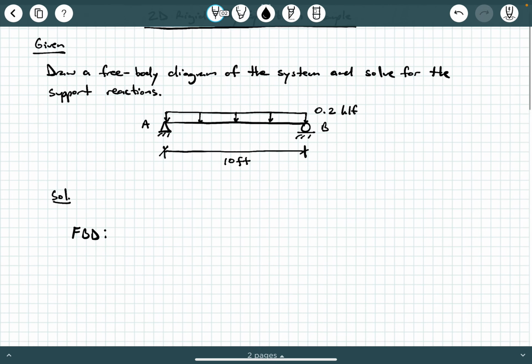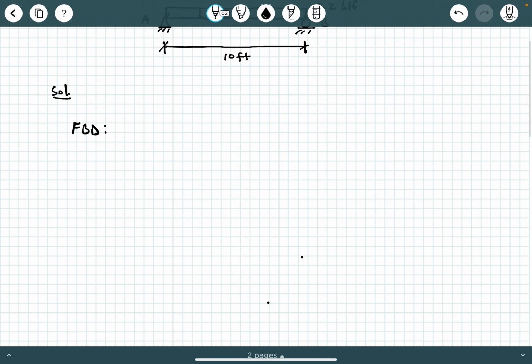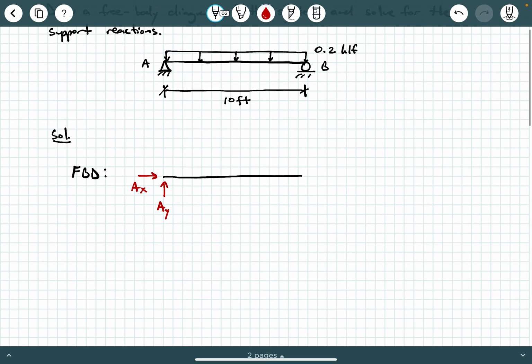So if we draw this free body diagram, we're going to have the beam segment here, and we're going to draw the support reactions. So at an external pin support, we have a vertical reaction and we have a horizontal reaction. So we're going to label those AY and AX. And remember, at a roller support, what do we have? We have a normal force that is going to be normal or perpendicular to the surface the roller is acting on. So this is going to be a BY right here, okay?